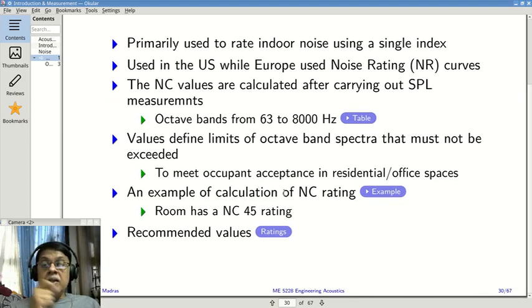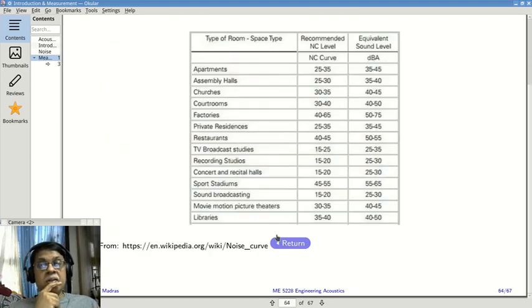Now obviously, just saying that it is NC 35 or NC 25 or NC 45 has no meaning. So people have ratings, based on a lot of test data. They give you the recommended sound level, the recommended NC ratings, and the corresponding sound levels. So you can see an apartment, which means a living space. You would desire the NC rating to be between 25 and 35.